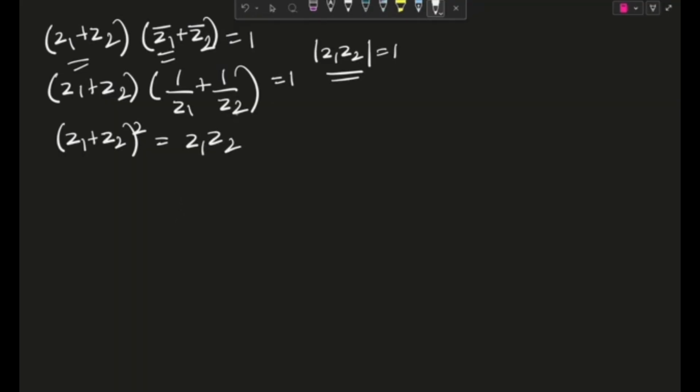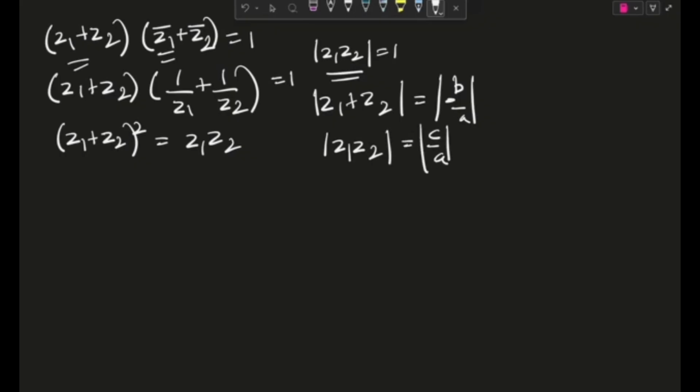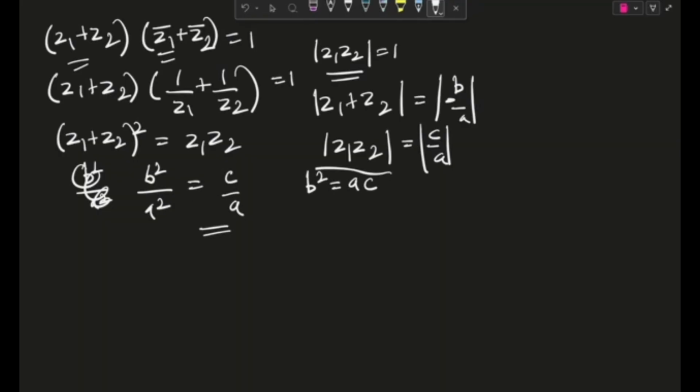So now we can put the expressions that we had for these. We had mod z1 plus z2 to be equal to mod minus b by a, and mod z1 z2 to be equal to c by a. So if we remove the mods, these will be the expressions we have. So we can clearly write b square by a square to be equal to c by a. So from here we have b square equal to ac. Pretty simple to prove, just a little bit of properties.